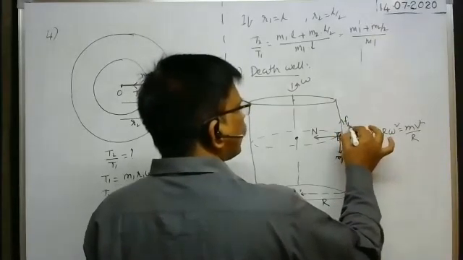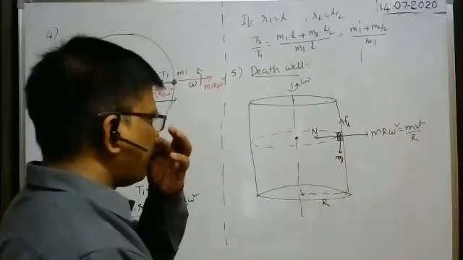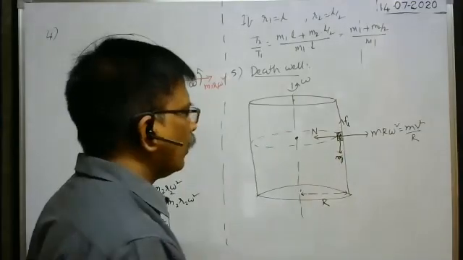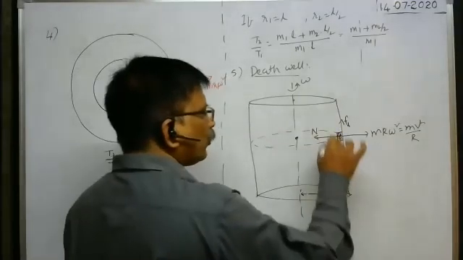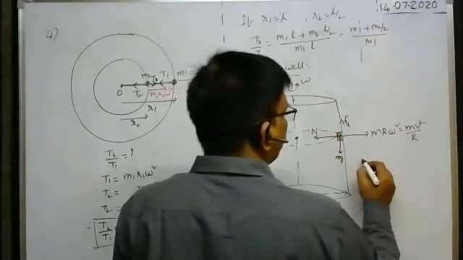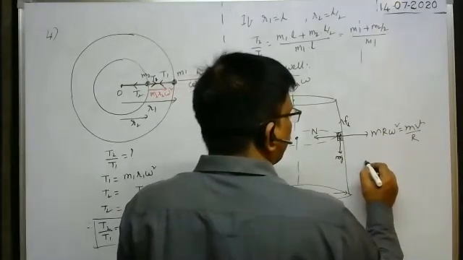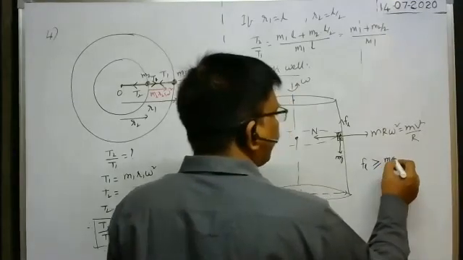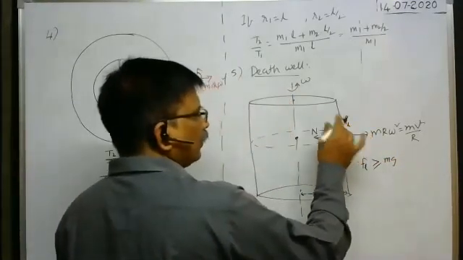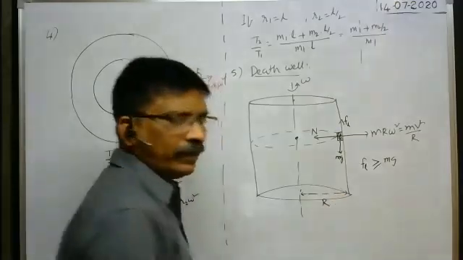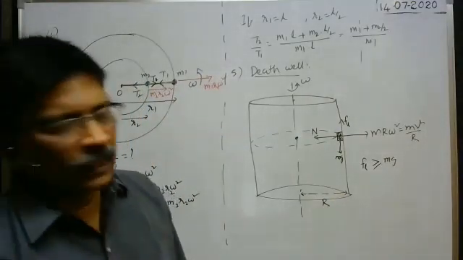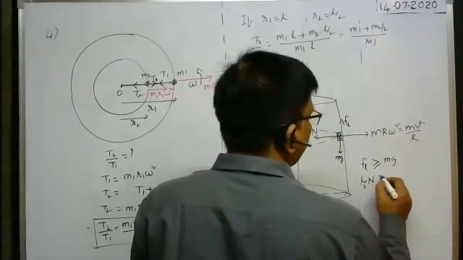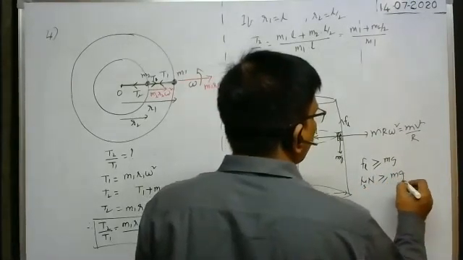Suppose the limiting friction is FL. What is the condition for the block or body not to fall? Definitely the weight must be less than or equal to the limiting friction. Then only the body cannot fall. That is the condition for the body not to slip. Okay, FL means mu s into normal reaction, greater than or equal to m into g.